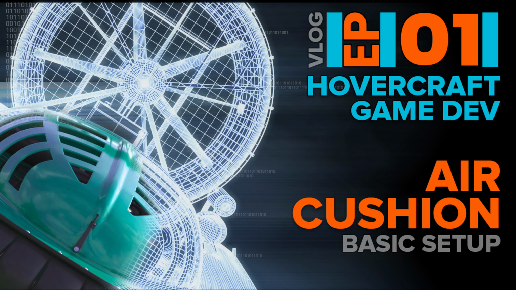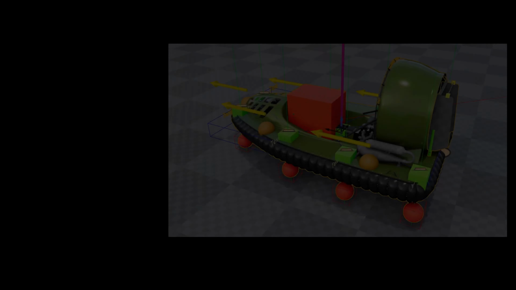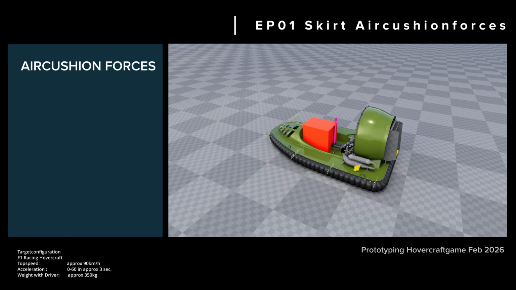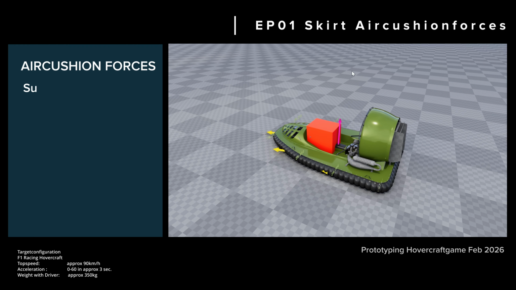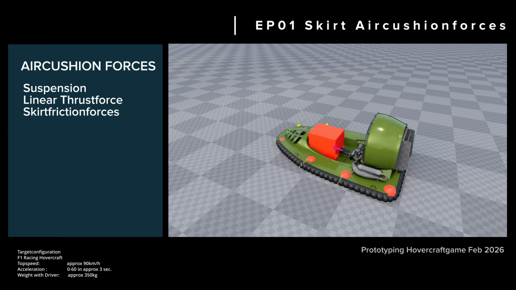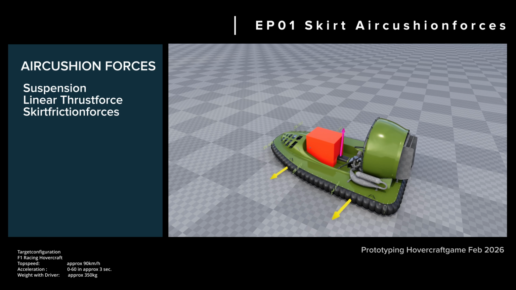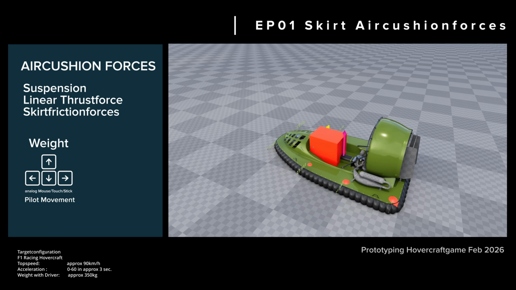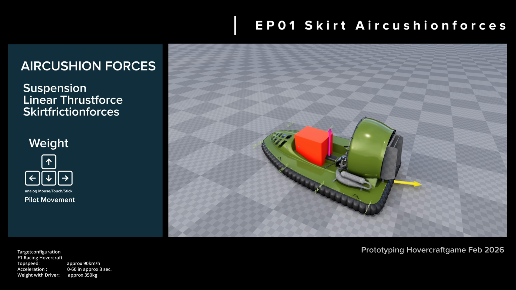The first step is to simulate the air cushion itself. This is achieved using spring elements and an additional airflow force. The pilot's weight shift, controlled by the player's inputs, acts on the hovercraft and simulates a different weight distribution. This allows the hovercraft to move and turn in all four directions without having to control the main rotor.